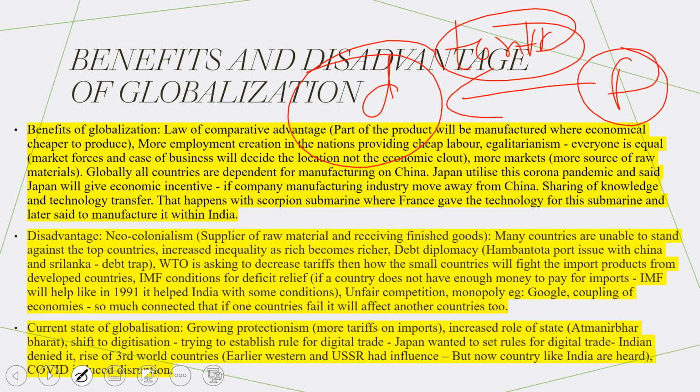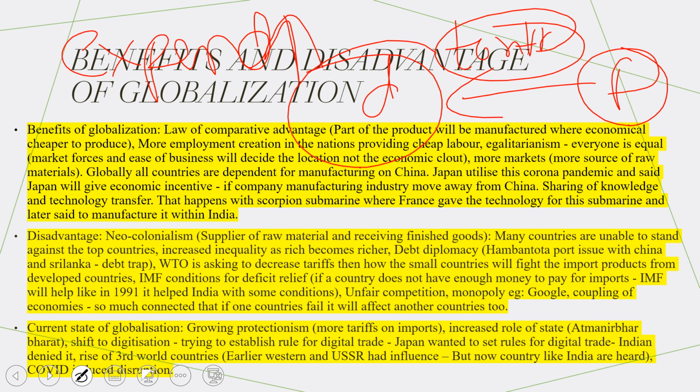If a country is receiving only finished products and not manufacturing any products, what does it mean? That country is not earning anything. Its expenditure is only increasing, but its revenue is decreasing because it is not manufacturing anything. It is only receiving finished goods. That's what I want to explain here. That's why the World Trade Organization is asking to decrease tariffs. But if small countries decrease them, it will be very difficult for them to survive.